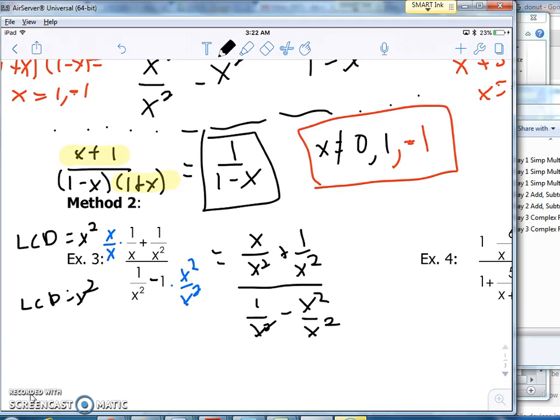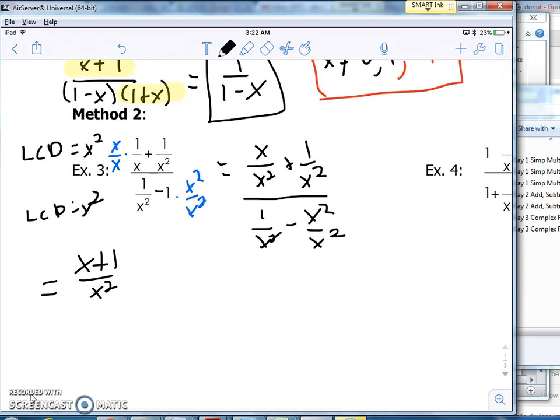squared. The numerator as a fraction won't always have the same denominator as the denominator as a fraction. But I'm going to write these as one big fraction, so I'm going to start over here. We get x plus 1 all over x squared for the numerator. We get 1 minus x squared all over x squared for the denominator.